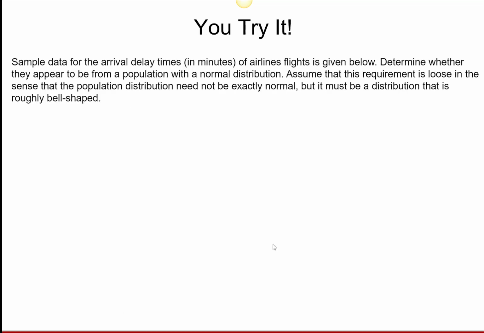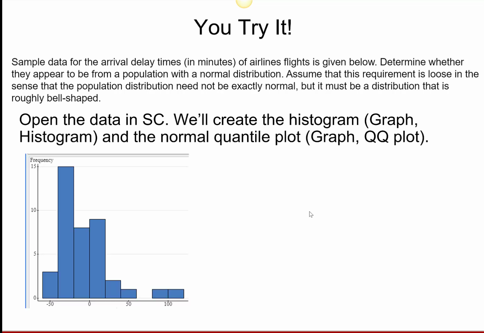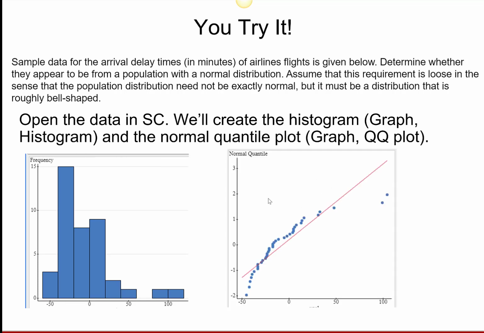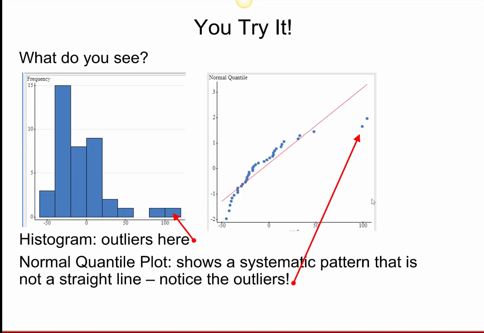And here's an example. Sample data for arrival delay times from airport flights are given below. Determine whether they appear to be from a population with a normal distribution. So we're going to open the data in StatCrunch and create the histogram. First I did the histogram here, under Graph, Histogram, and then the quantile plot is here. We notice that this is definitely not normally distributed. We see some outliers over here, which we can see here. So we see outliers, and this also shows a systematic pattern that's not a straight line. It's below the line, then it goes above it, and then it goes back down below it. So this is not a normal distribution.